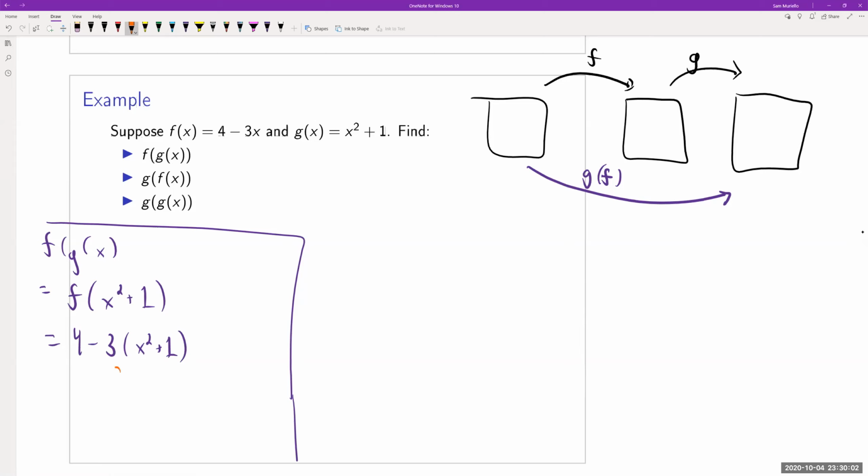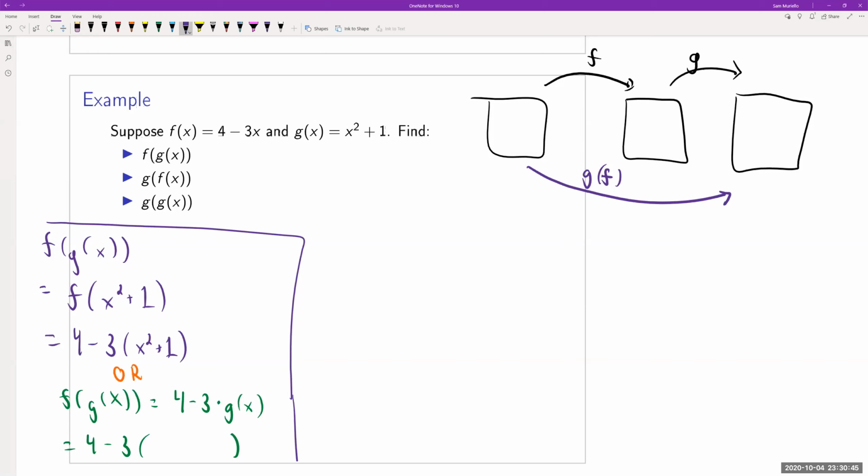Or I could say I have f of g of x, which would be like 4 minus 3 times g of x, which would be equal to 4 minus 3 times x squared plus 1. You see that we get the same result no matter which way we go about it. It's just, do I plug in the inside first or the outside first? As I'm going about this, what I like to do is leave myself these parentheses first as I'm writing through it if I'm doing the outside in method, and then just fill in the parentheses last.